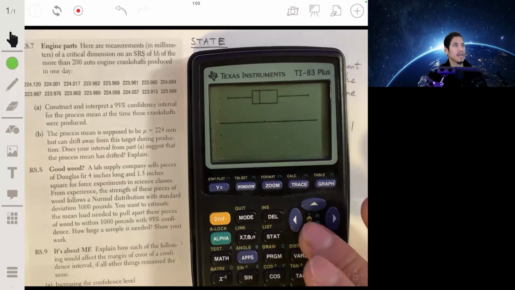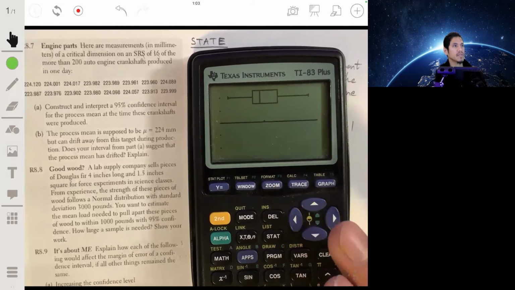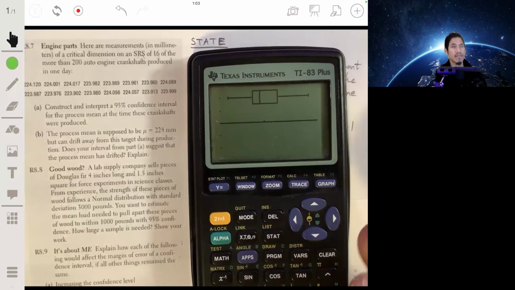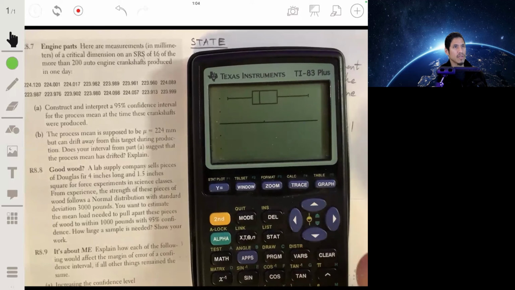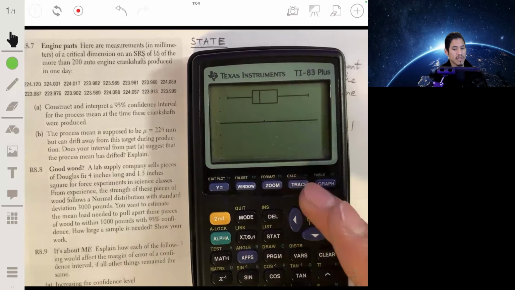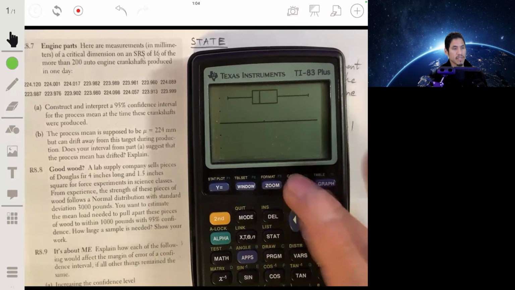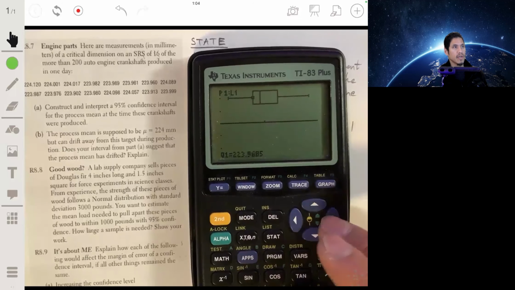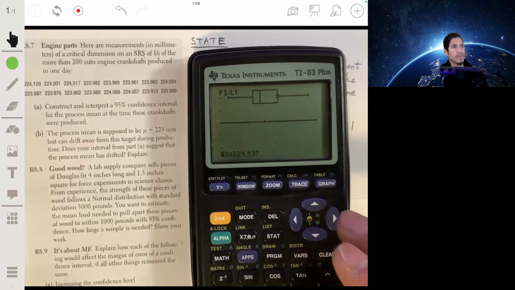We inspect our data, and as long as there's no outliers or extreme skewness, then we're good to go. It doesn't have to be perfectly symmetrical, but as long as we can say that there's no strong skewness or outliers, we're good. So we just draw a sketch of this. And you can also even trace the values. If you press trace and see what the values are, like our minimum is 223.902. Here's for Q1, our median, Q3, and max.